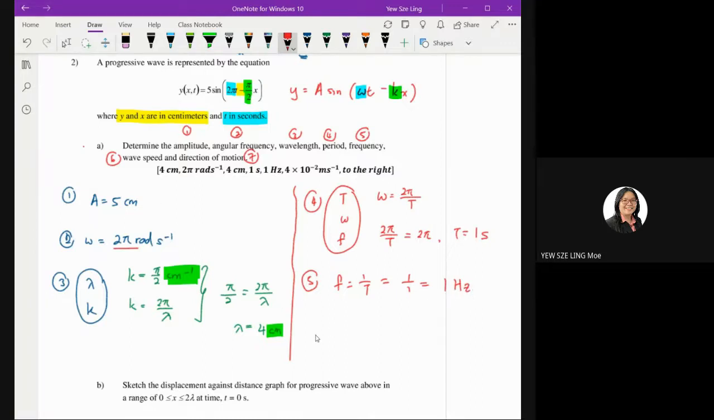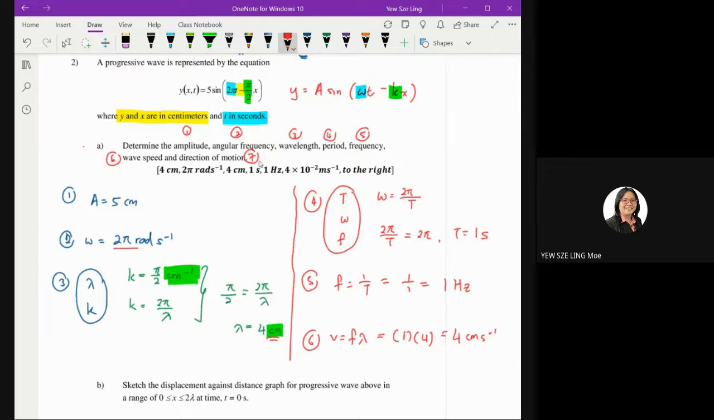And then question number 6, wave speed. Again, you are looking at the speed of the wave. So V is equal to F lambda. This is the general equation. So F given is 1, and then lambda is 4. So I have 4. What is the unit? Because my lambda is in terms of cm, therefore it's 4 cm s^-1.